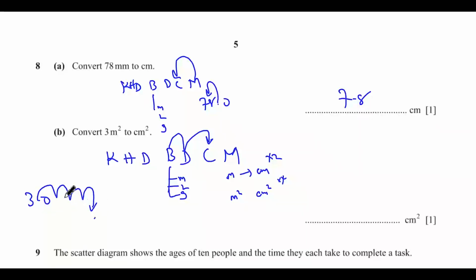The decimal point is here. So let's fill up this with zeros. So that means our answer is 30,000. So that will be the equivalent in centimeters squared.